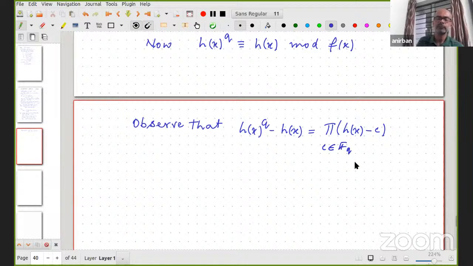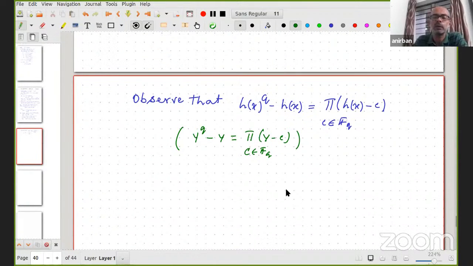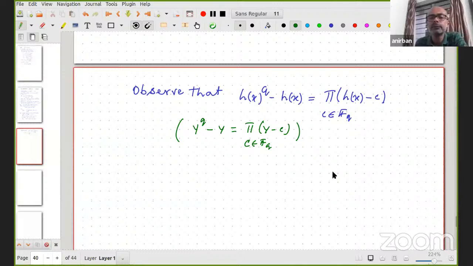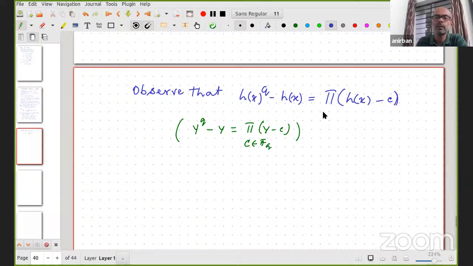This simply follows from what we already know. We have shown that if you take an indeterminate y, then over this finite field, y to the q minus y is the product of y minus c, for c in Fq. This is an equality which we proved last time. Here simply the indeterminate is replaced by the polynomial, so that is obviously true in this case. Let me write it legibly: this is the product over c in Fq of hx minus c.